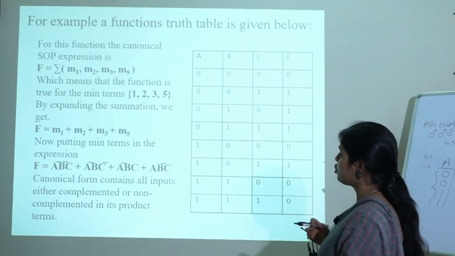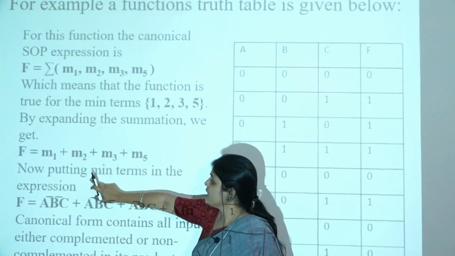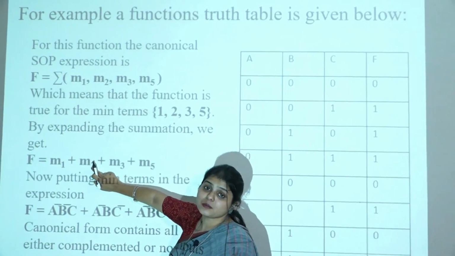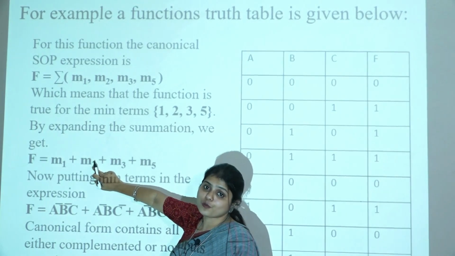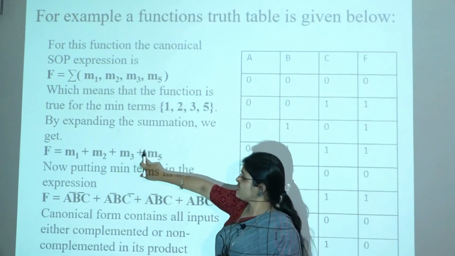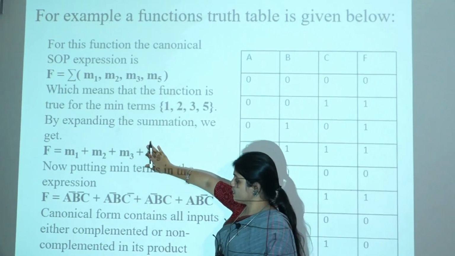Or else you can also expand this summation and write the Boolean function as M1. What did I tell you? Small m is nothing but the product term. ORing the product terms is the canonical SOP form, right? So, M1 plus M2 plus M3 plus M5. You can write it in this way or you can write it in this way.